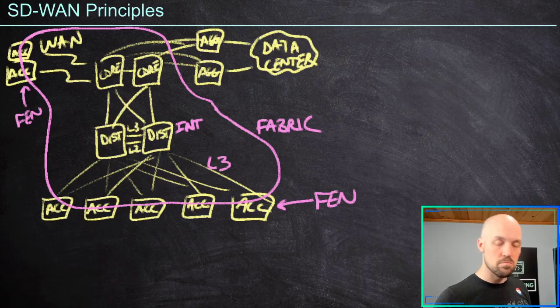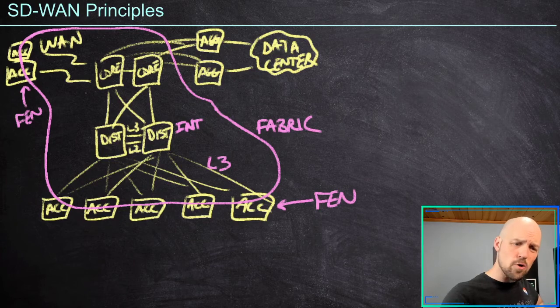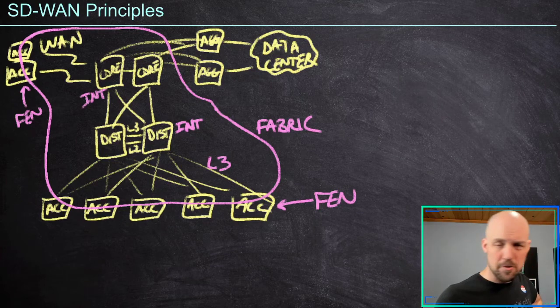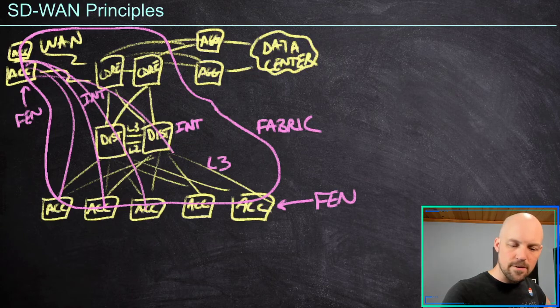They're just routing from endpoint to endpoint, or fabric edge node to fabric edge node. Even the core switches become intermediary nodes, which sounds kind of odd. And this is where our fabric comes from. We're going to start forming VXLAN tunnels among all of these different switches.